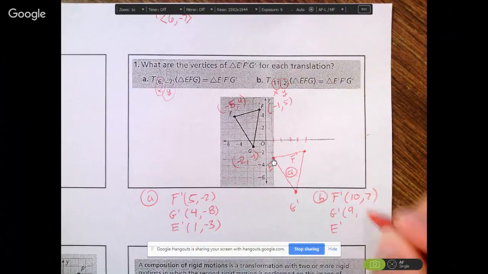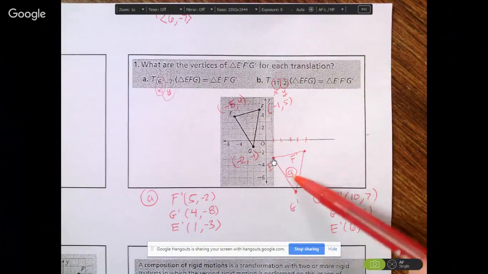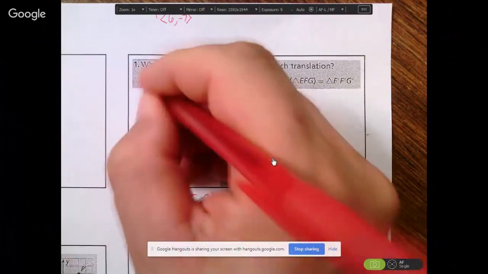9, 1. And E is? Why do we name it 6, 6? Why do we name it what? A? Why did I name this A? Because this is question A.